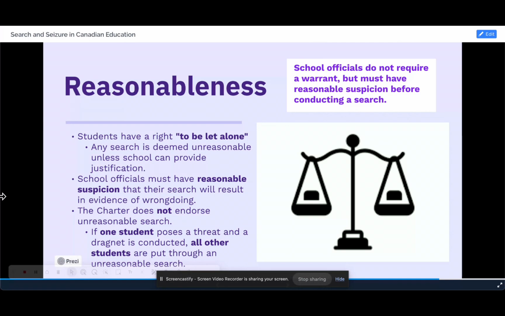The Charter does not allow for unreasonable searches, even in schools. While school officials don't need a warrant to search a student, they must have reasonable suspicion to justify their actions. As mentioned previously, if the school decides to conduct a dragnet, this places all students under an unreasonable search, as the school cannot justify searching all students when only one is suspected of wrongdoing.